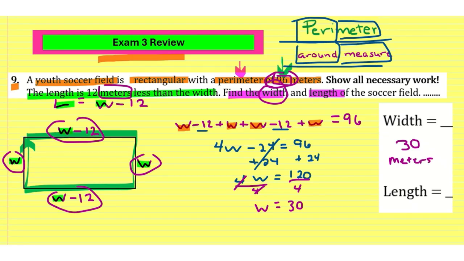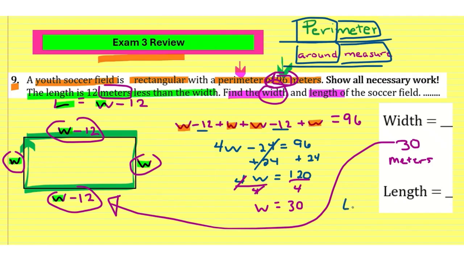Okay, and now that we know the 30 meters, guess what we can do? We can take that 30 and plug it back into our expression for the length, because the length is equal to the width less 12. So that means that the length is equal to 30 minus 12, and that is going to give us a length on our soccer field of 18 meters.